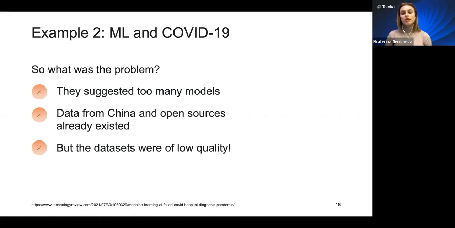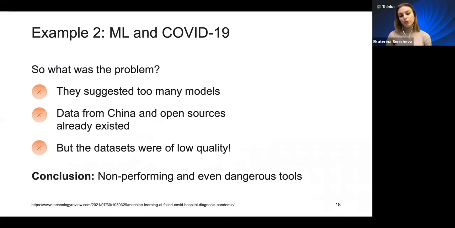So in the end, the model learned to distinguish the body position, and based on this, to render a verdict. Some data analysts did not pay attention to writings on the edges of the X-ray shots, where doctors could have written the diagnosis. Others used children's shots, and once again, the model was learning for an improper target. There were also a lot of unclear data sources, lots of duplicates, and other data-related problems. As a result, non-performing and even dangerous tools were developed.